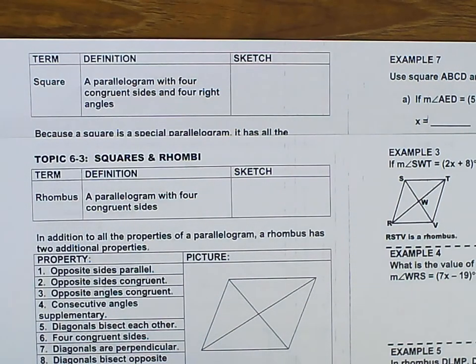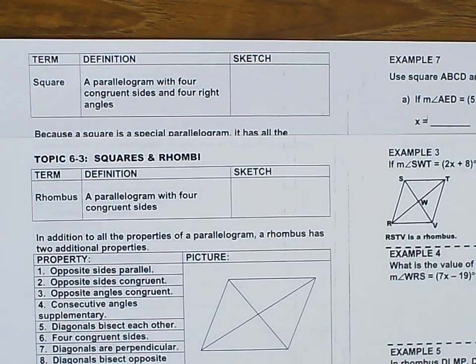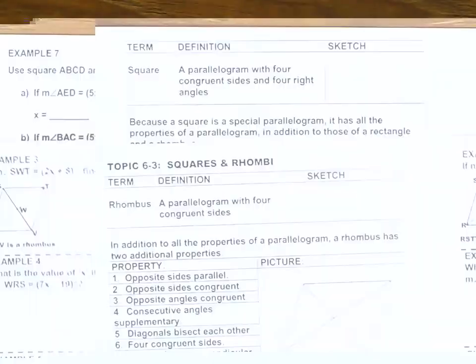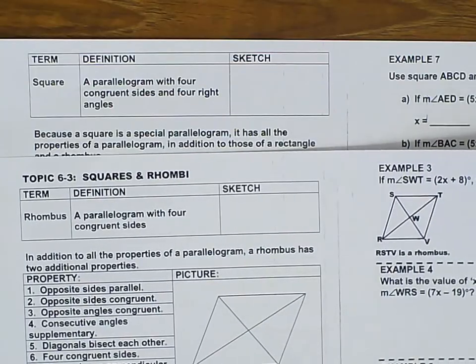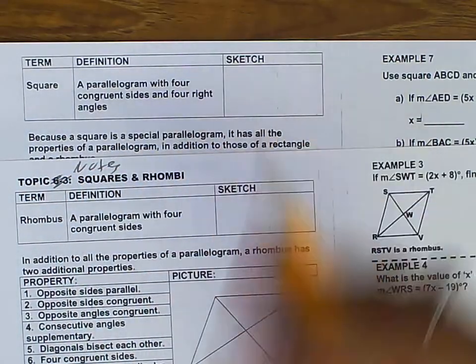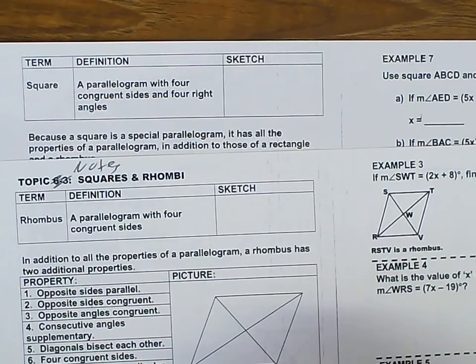We have two papers for our notes because today we're talking about squares and rhombus, or rhombi, whatever you want to call it. If you have a printer, you want to print both of these out. If you do not have a printer, you will just have to copy. Don't worry about the 6-3, just call it notes. You would just have to copy all the examples into your journal, okay?